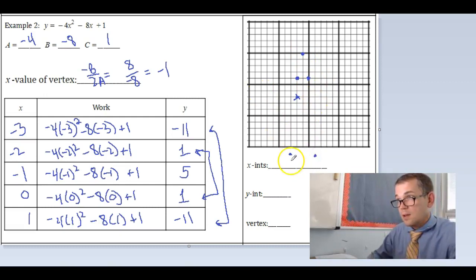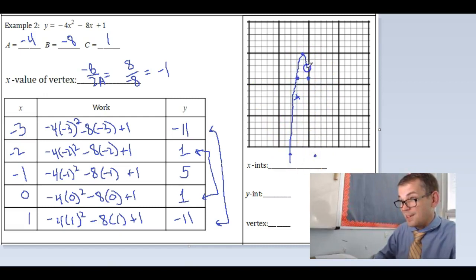Way down here. A beautiful parabola that I can't draw well with the screen, but you can, like with this computer stuff, but you could imagine something like this. Skinny guy, upside down. X-intercepts are not obvious from the grid, so we won't worry about saying that in the notes. The y-intercept is clearly 1, and the vertex is at negative 1, 5.